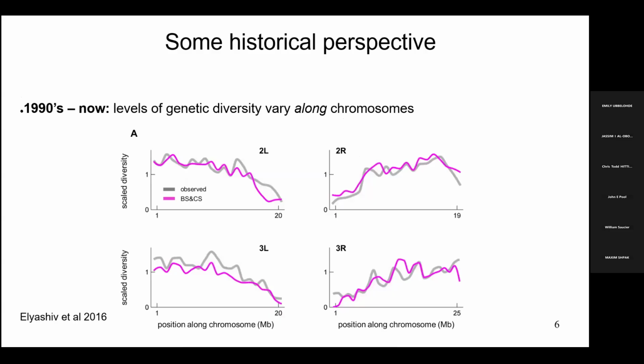So jumping to the 1990s until now, we have a better idea of how levels of genetic diversity vary along chromosomes. And here we have the Drosophila autosomes that we saw in the previous slide, but here we have some measure of diversity. This was studied by Alicia and collaborators back in 2016. And we see there are some regions of the chromosome that have more diversity than others. And this is going to be a general pattern for all species.